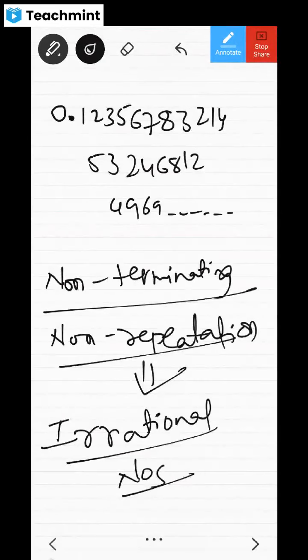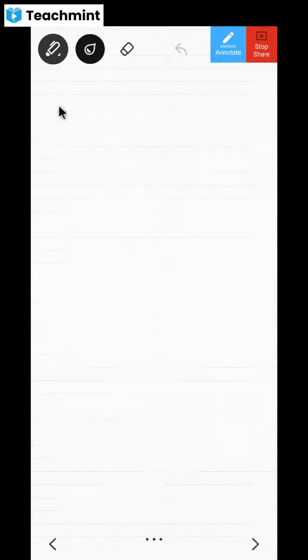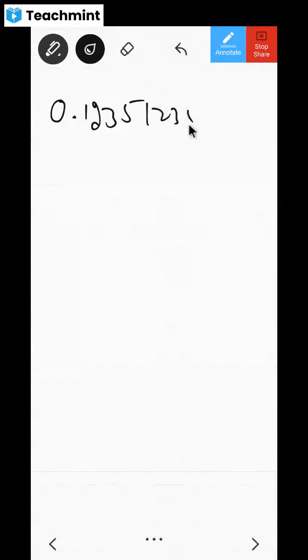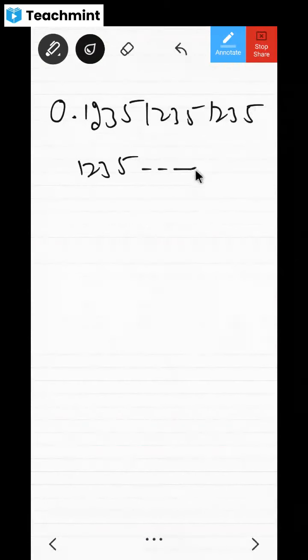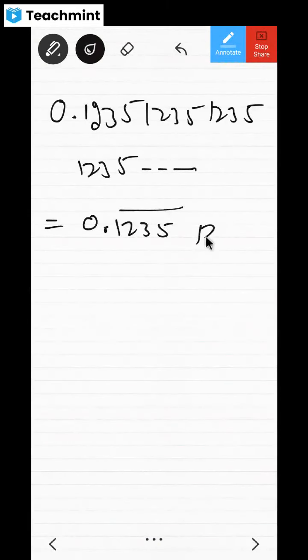Okay, so look at this. There is no ending, and there is no repetition either. If the number is like 0.1235, 1235, 1235, 1235, continuing like this, definitely I can write it as 0.1235 bar. Then I can say it is a rational number.